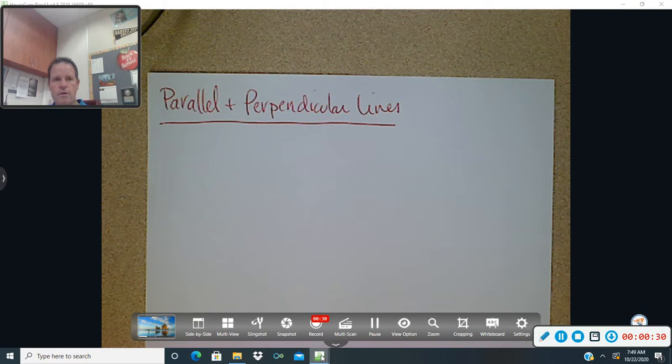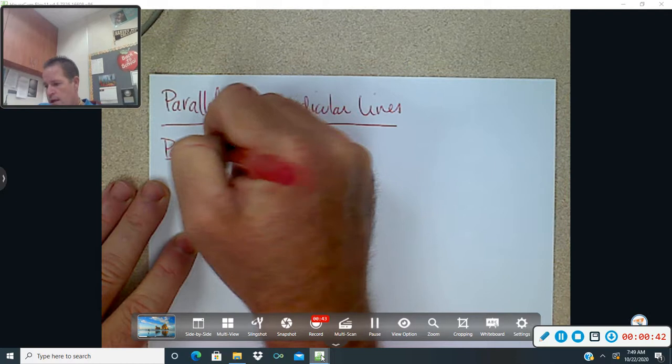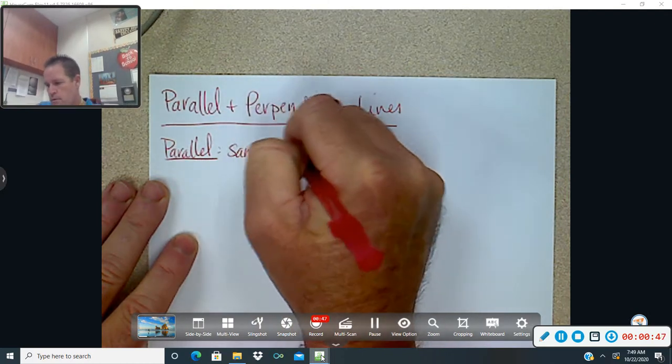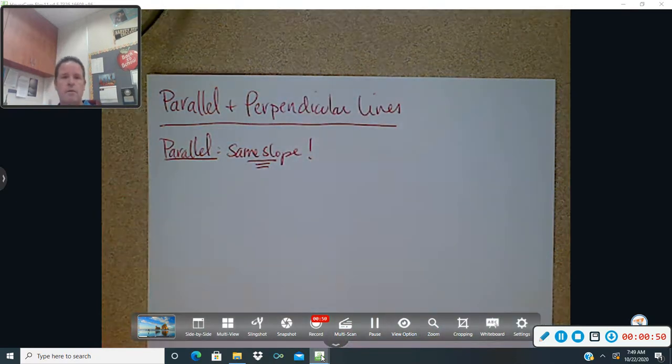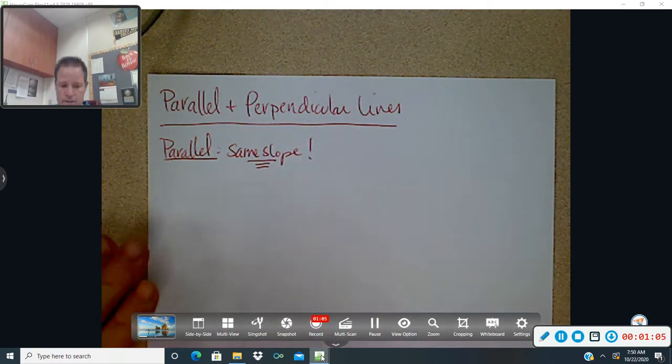What we're going to try to do today is find the equation of the line that is parallel to a given line or perpendicular to a given line. The key to know about parallel is that the two lines will have the same slope. That is the key. If I want to find the equation of the line that's parallel to another line, I just need to figure out the line's slope and then use the same slope for the new line. Here's exactly what I'm saying.